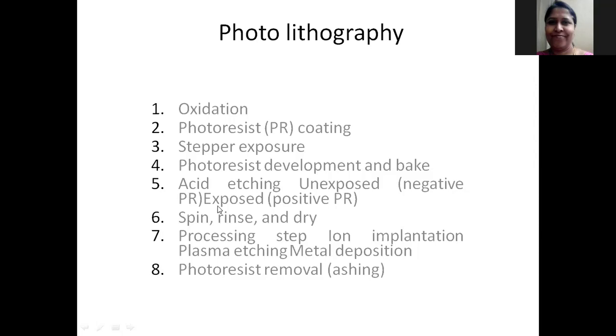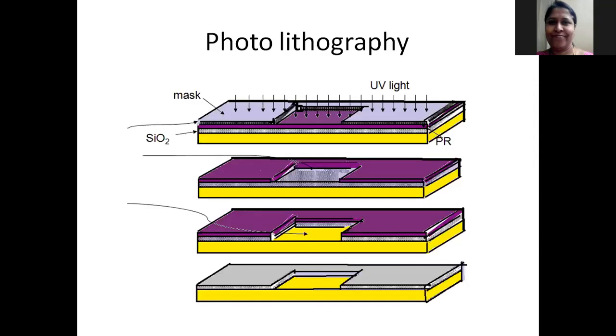Instead of wet chemical etching, you can also make use of plasma etching or dry etching by subjecting that to a plasma field or charged field, wherein mechanical bombardment of ions takes place over the material which has to be removed, and it gets loosened and comes out. So that is what we do in photolithography.